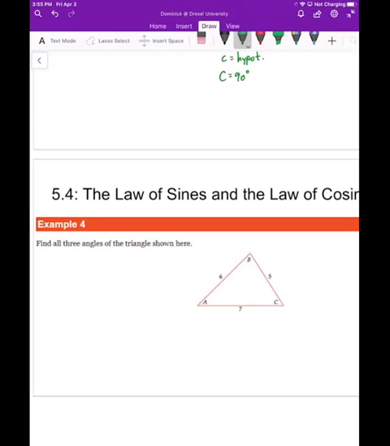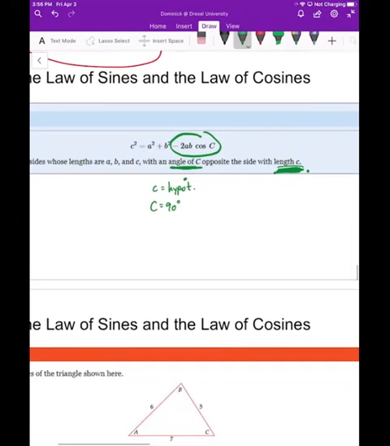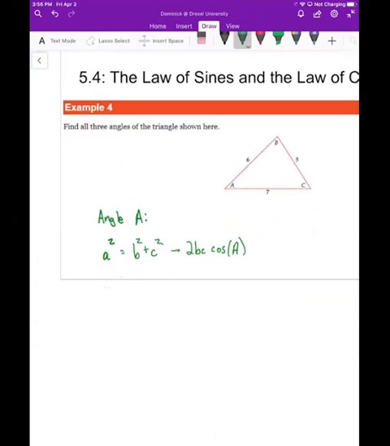So if I want to, for example, find angle A, then I need to make sure that my A is by itself. So I would need A squared is equal to B squared plus C squared, and then minus 2BC, the other two sides, and then times the cosine of angle A. Because again, remember, the angle C is opposite the side with length C. So now if I compute this, my side across from the angle A is 5. So I need 5 squared is equal to B squared. The side across from angle B is 7. The side across from angle C is 6. I need to subtract 2 times B, which is 7, times C, which is 6.